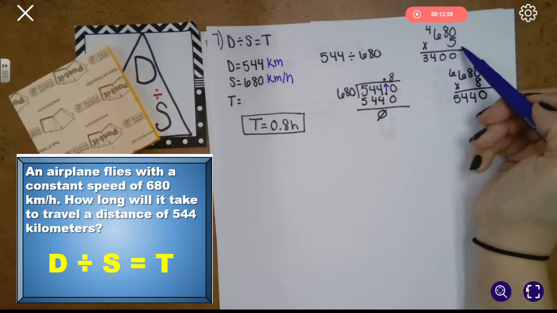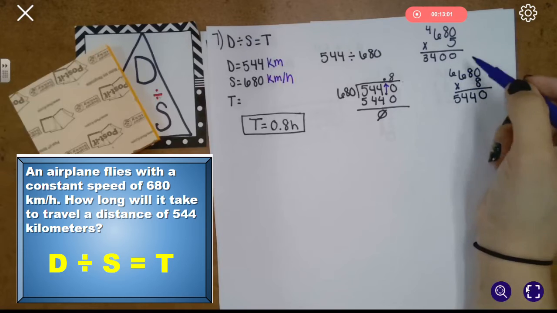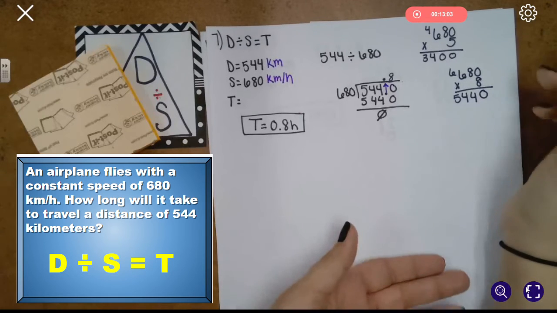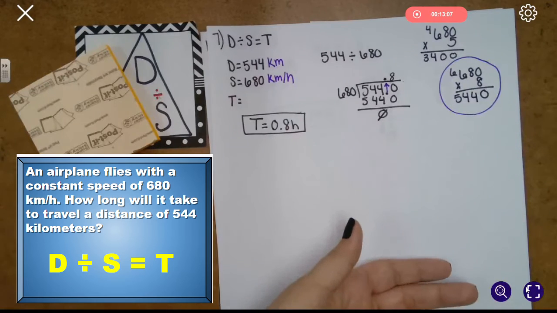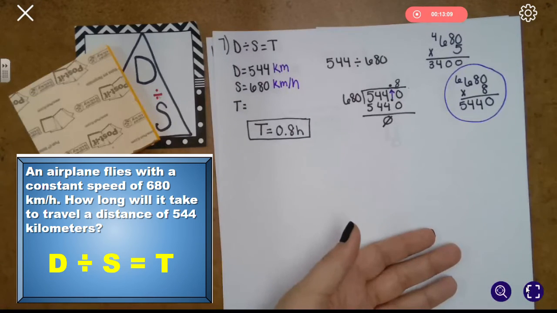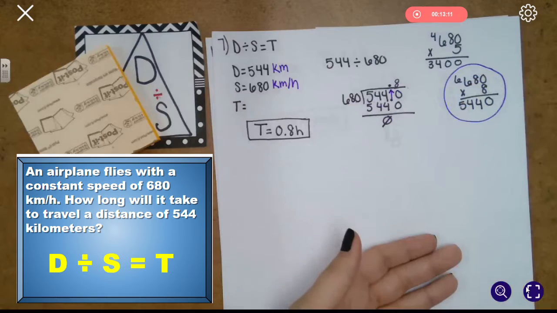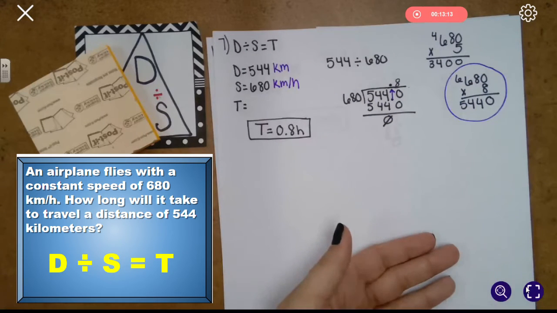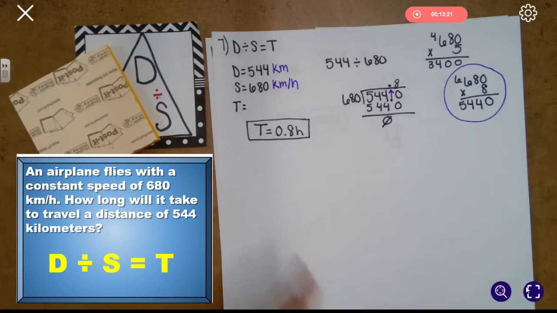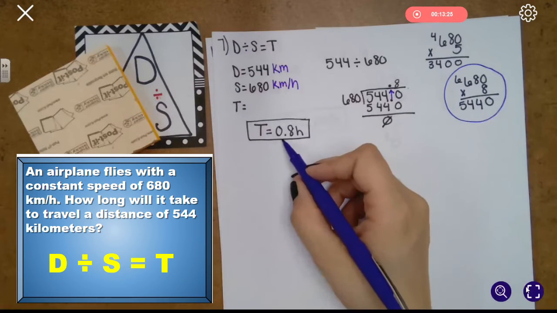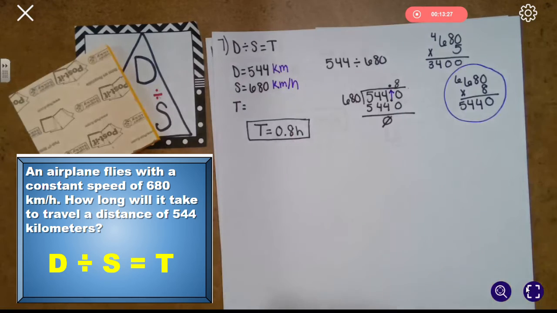I tried 5. 5 was too low, so I just hopped up a few and went to 8. Bada bing, bada boom, 8 worked out perfectly, because I knew 10 was going to be too high, because 10 was going to be 680. I'm not going to go straight down to 9, so I'm just going to skip 1, we'll do 8. Bada bing, bada boom, now we're cooking. 8 was spot on, so our time is going to be 0.8 hours.